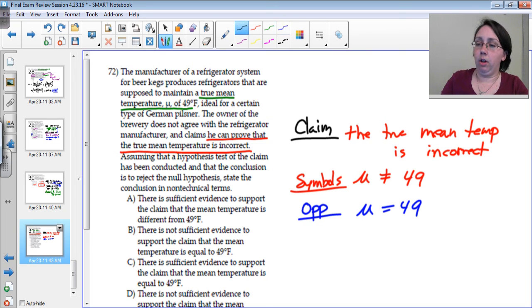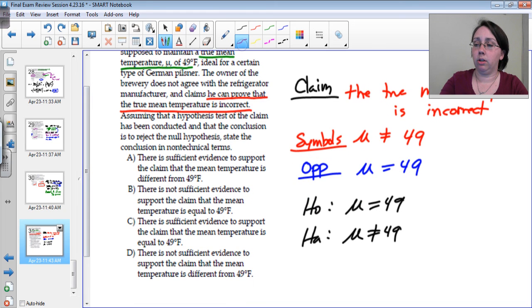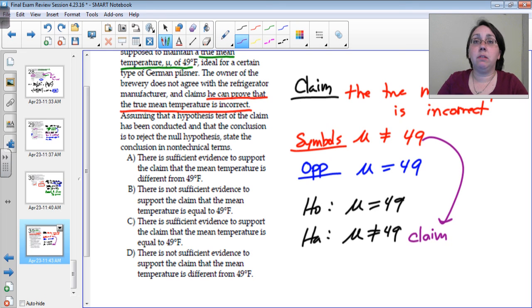Now, what would your null hypothesis be? Mu equals 49, and your alternative? Now, what's important here that we're going to need to note to write our conclusion? Which one of these has the claim in it? The alternative, because that was the original set of symbols. It came straight from the claim. He's claiming that the mean is not 49 degrees. Now, we wrote all that down so that we can write our conclusion correctly.